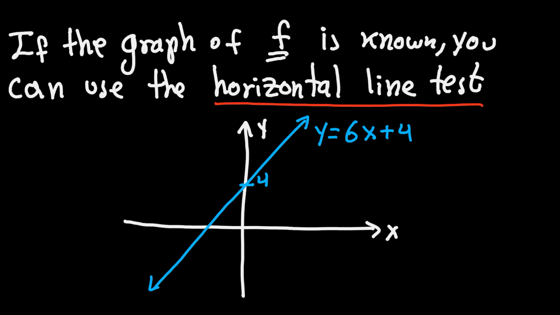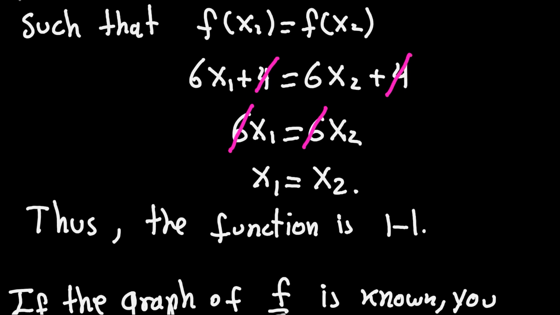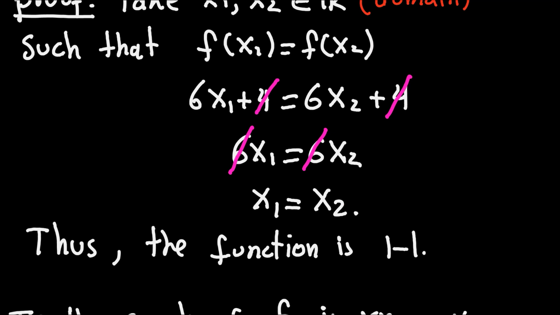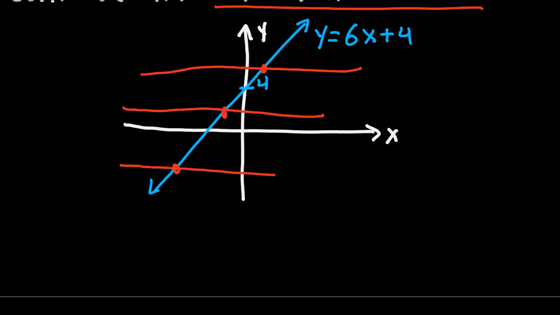Now if you look at this graph here, this is a straight line. So every time you try to draw a horizontal line, it's going to cross at only one point, and that's going to be true for all the horizontal lines that you draw in this case. So that checks that the function is 1 to 1. Again, I'm going to say this again, this is not the preferred way to check that something is 1 to 1. What you want to do is go over this type of argument to prove that something is 1 to 1, but visually you can check that.